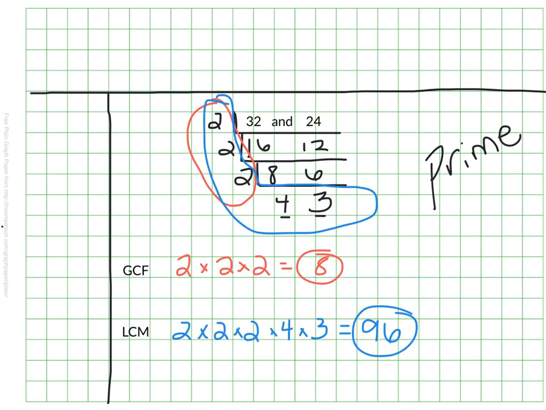How'd you do? Did you find that their greatest common factor was 8 and their least common multiple was 96? If so, great. You just successfully used the cake method to find the GCF and the LCM.